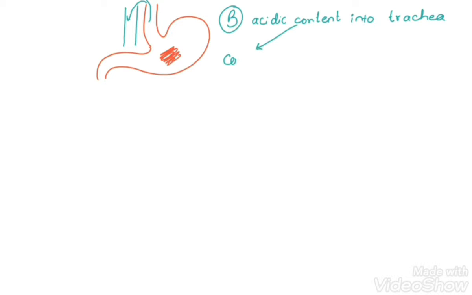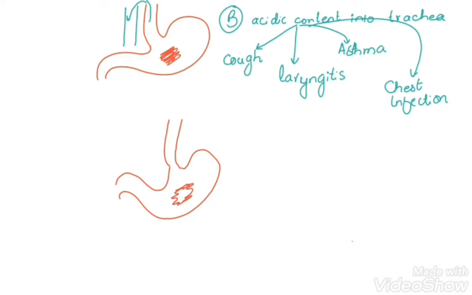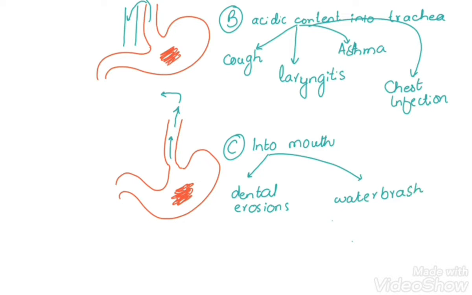When the acidic content of the stomach moves up into the trachea, it causes four things: a cough, laryngitis, asthma due to bronchospasm, and recurrent chest infection. The acidic content can move up straight into the mouth, and it can lead to dental erosion as well as water brash, which is known as thravi uba in Pashto, and it is the release of saliva in response to gastric acid.